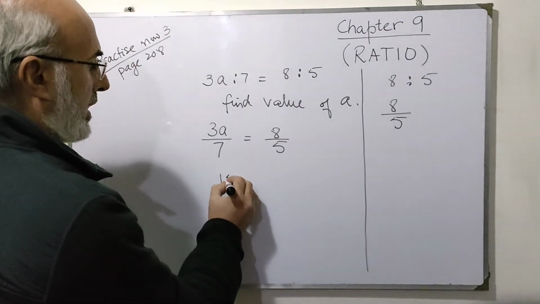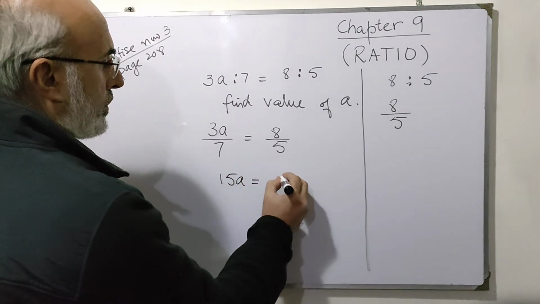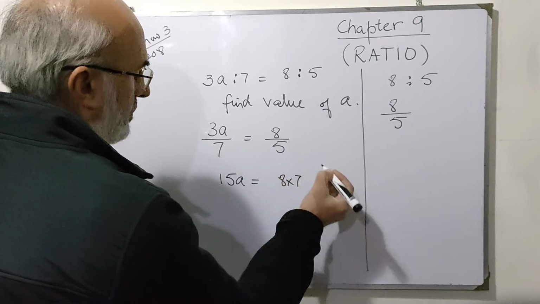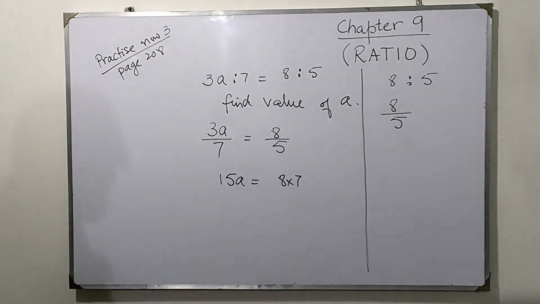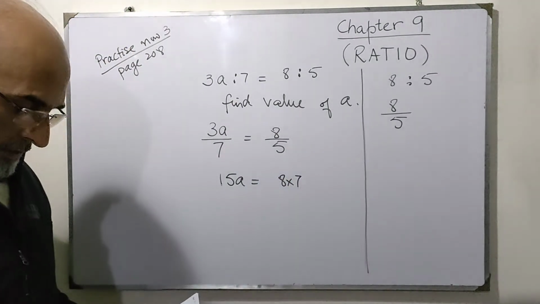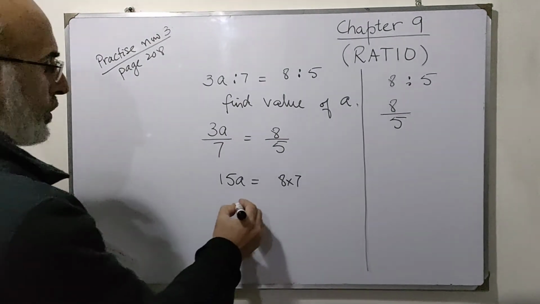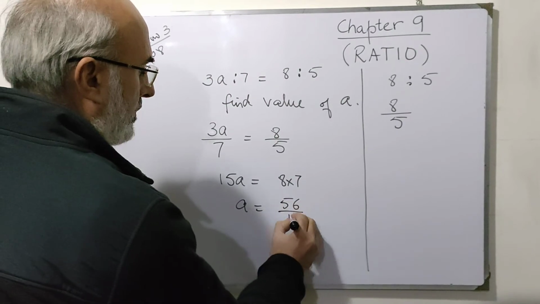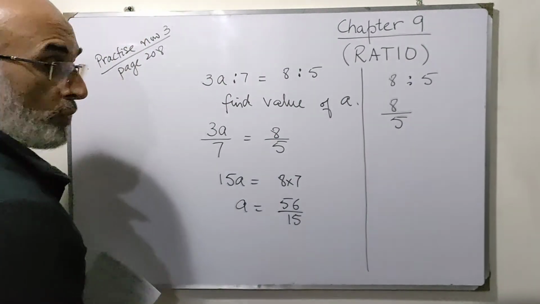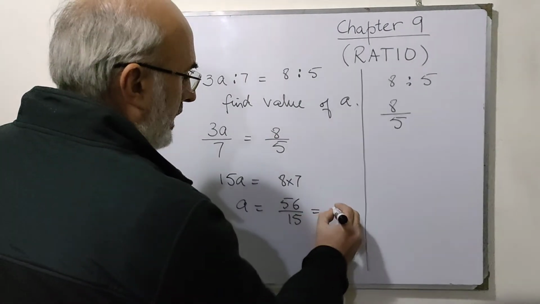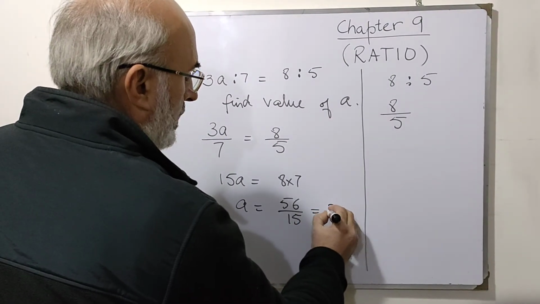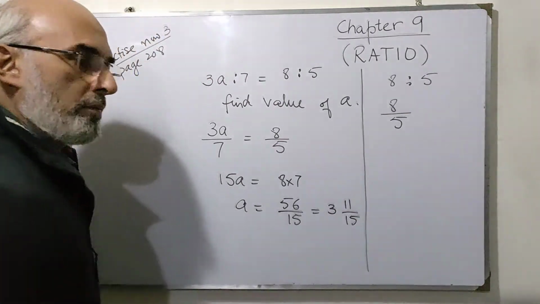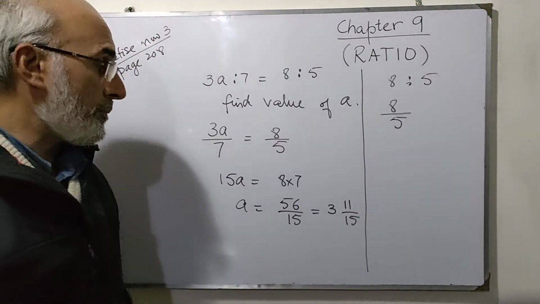So 15a is equal to 8 into 7, which is 56. So a is equal to 56 over 15. So this is the value of a, or we can write it like this, 3 whole 11 over 15 in the mixed fraction form. Okay, mixed form.